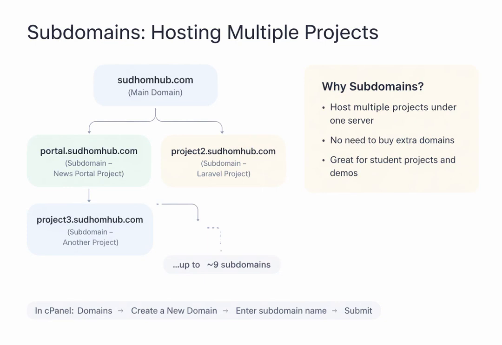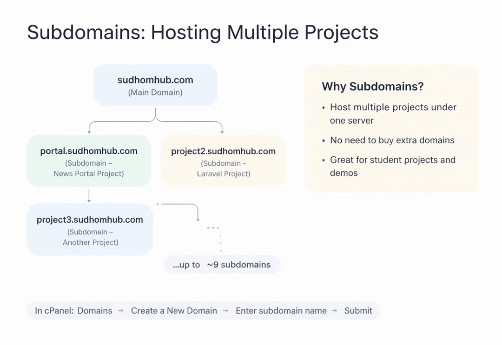Since the instructor doesn't have a spare main domain to demonstrate with, the class is using subdomains instead, and this is actually a very practical approach. A subdomain is essentially a branch of your main domain. So if your main domain is sudumhub.com, you can create portal.sudumhub.com as a completely separate hosting space for your news portal project. The cPanel account being used already has around 8 to 9 subdomains, all for different Laravel projects.